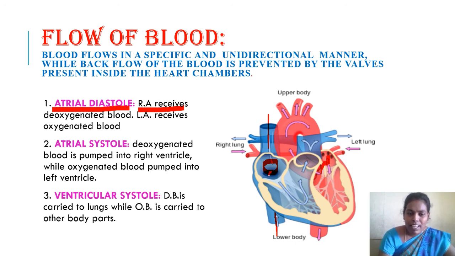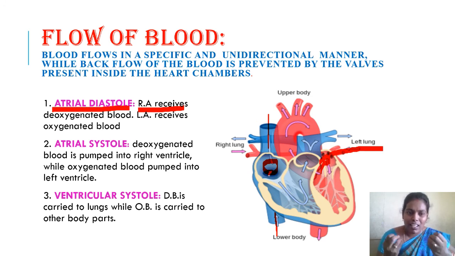This is the left auricle, in the stage of arterial diastole. That means it is in relaxation condition. It receives pure blood from the lungs. Both are in diastole condition only. Both are in relaxation condition only.